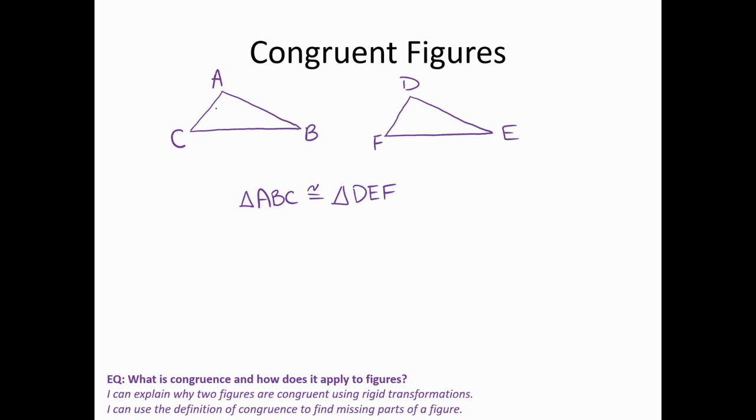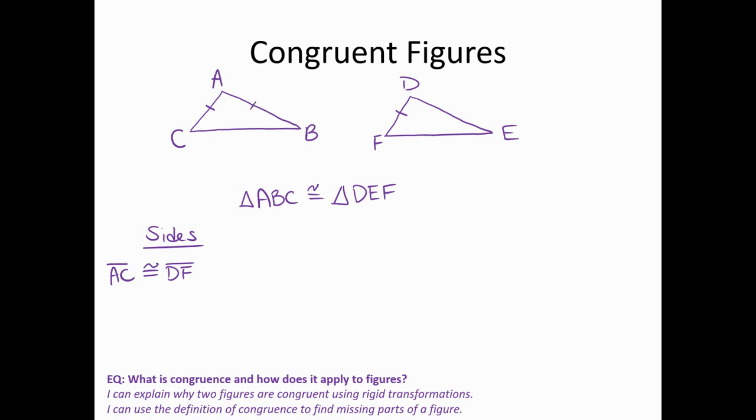So I'm going to go through and mark them. I'm going to say segment AC, or side AC, would have to match up with DF. And in fact, I'm going to write that down. So we have what I'm going to call the sides. So AC, segment AC, is congruent to DF.